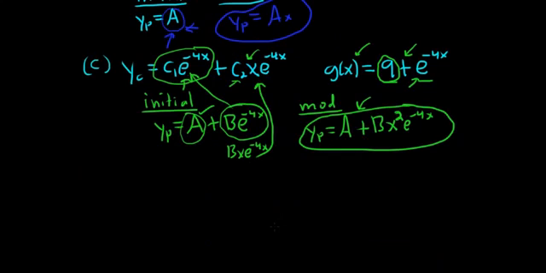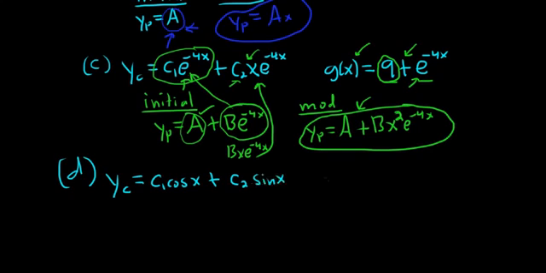Let's do another one. Let's just keep going. D. How about this one? Y sub c is equal to c1 cosine x plus c2 sine x. Okay, that's the homogeneous solution, if you want to call it that, or the complementary function or a complementary solution. And the right-hand side of our DE is 3 plus sine x.